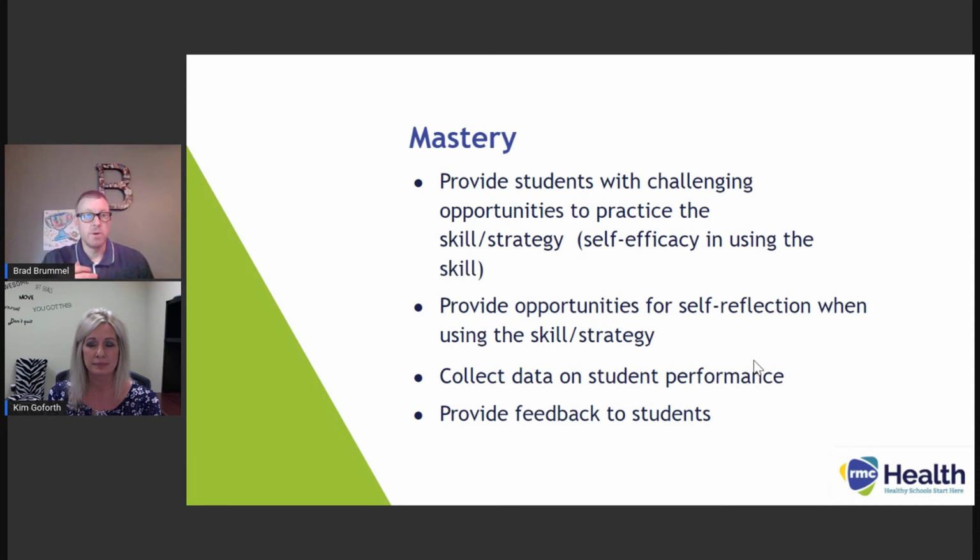And then we want to make sure that when we are collecting data, we provide that feedback and information to our students so that they can be responsible and have ownership of their own learning.